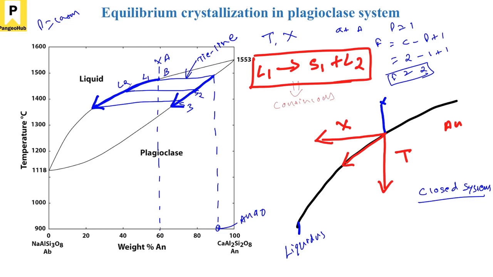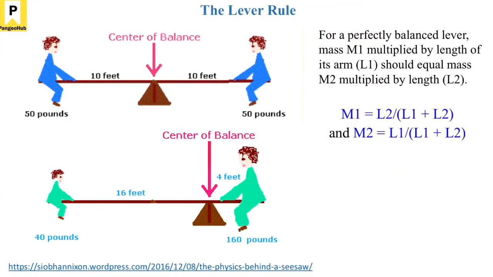To have an idea of why this happens, it can be understood from the lever rule. So what is the lever rule and why is it important? We are saying both are becoming albitic, but we are not looking at the proportions. If we look at the proportions, we will understand what is really happening in the system. So for that, we have to understand the lever rule.